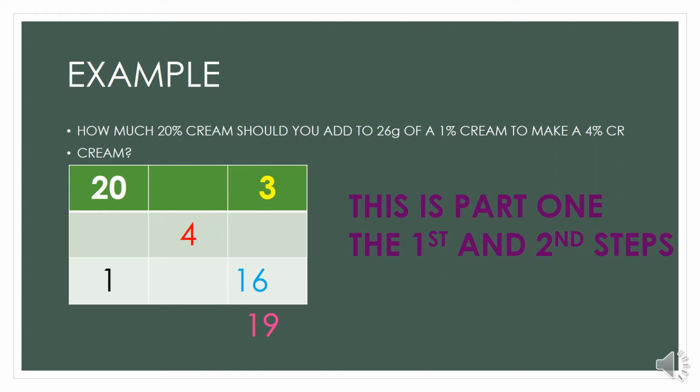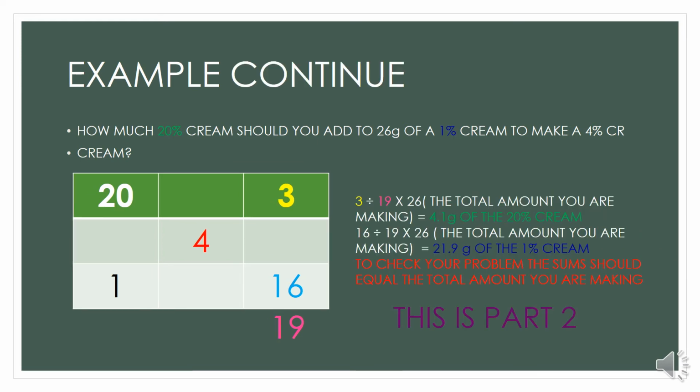Then once I have that down, I take 3 and 16 and add those together, and I get 19. So this was your first and your second step. I set up my grid and I did my addition. Continuing on.